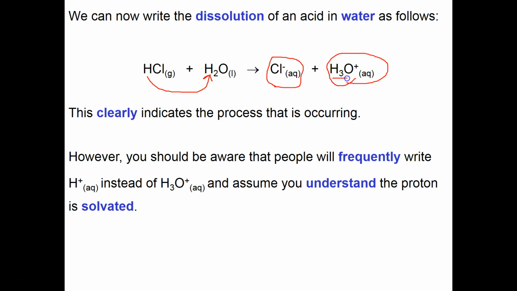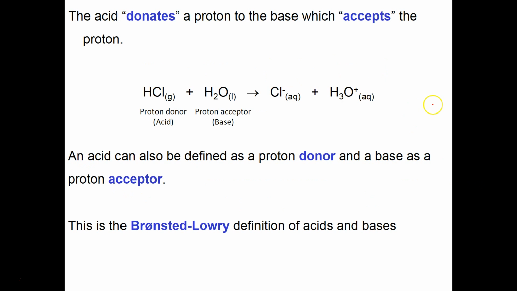Now, while we know that hydrogen ions are always present as hydronium ions in aqueous solution, you frequently will see people making the little shortcut of, instead of writing out H3O+, they're going to write H+. One way of thinking about what happens between an acidic molecule and water is that the acid acts as a proton donor to the water, which is acting as a proton acceptor. And this leads to what's known as the Bronsted-Lowry definition of acids and bases, which states that an acid is simply a proton donor and a base is simply a proton acceptor.